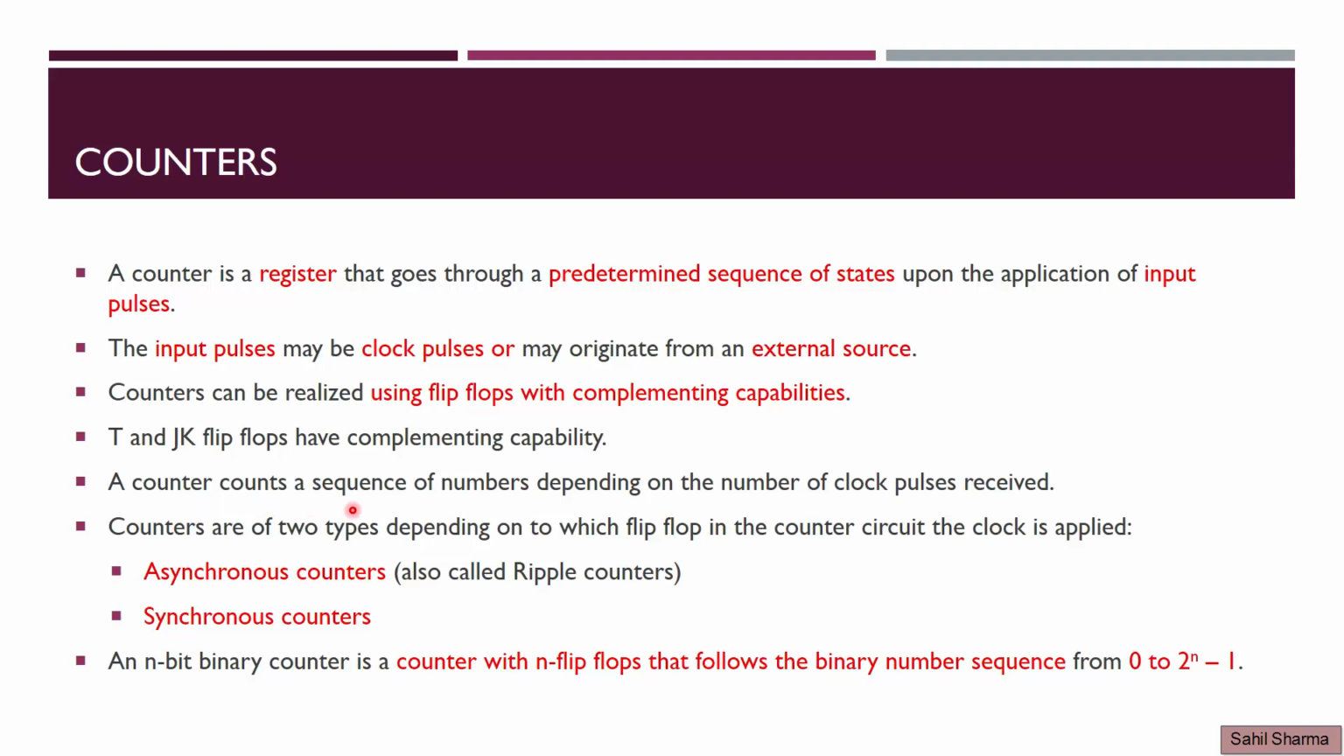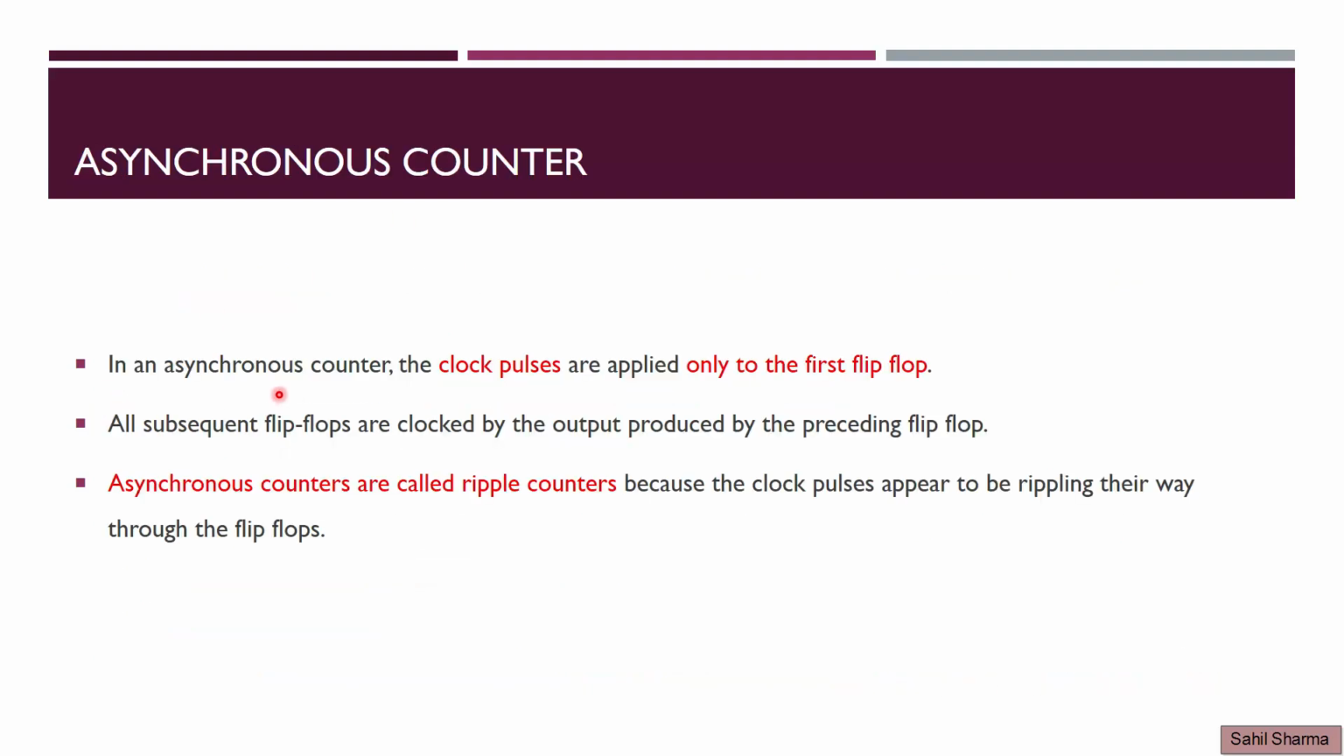A counter counts a sequence of numbers depending on the number of clock pulses received. Counters are of two types depending on to which flip-flop in the counter circuit the clock is applied: the asynchronous counter and the synchronous counter. If there is an n-bit binary counter, it has n flip-flops which will count in the binary sequence from 0 to 2 raised to the power n minus 1. What is an asynchronous counter?